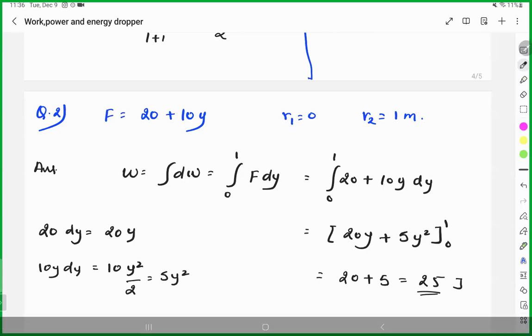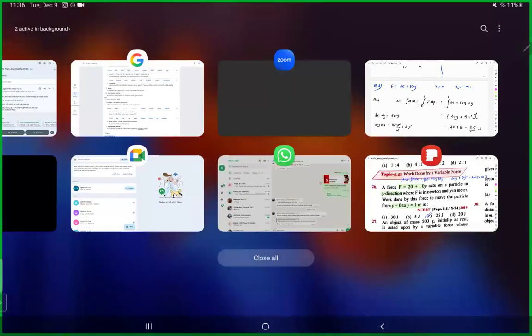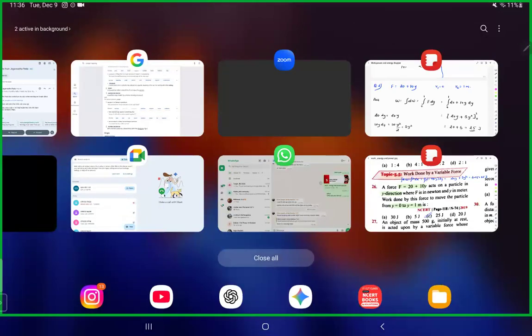Understood? Sunday's answer key, I have not sent Sunday's answer key. So I'll send it today by 3 o'clock. Okay. Okay, sir.